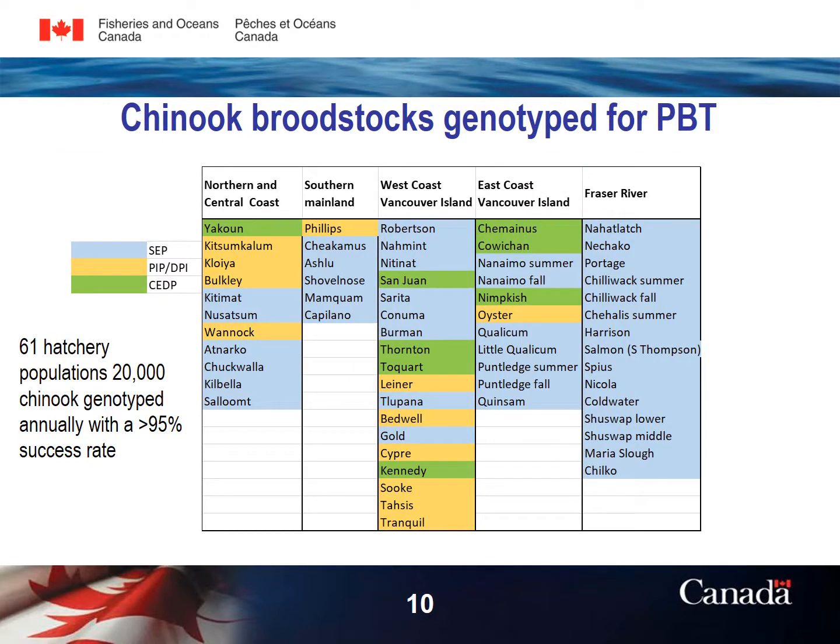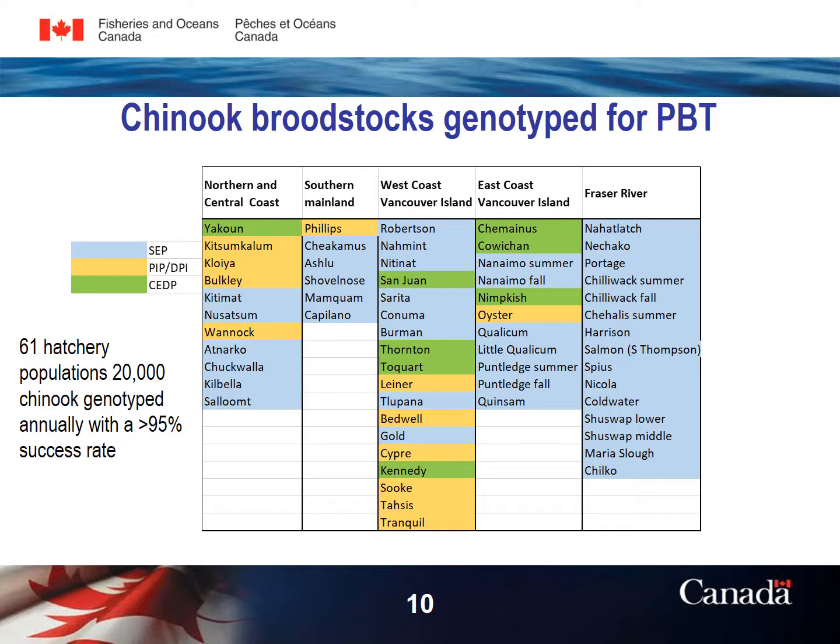There are currently 61 hatchery broods that we have ongoing genotyping for PBT. Most of these brood sample collections are from major set facilities, blue color, but also from public involvement projects, orange, and community economic development projects, green. Many of these collections were started in 2013-14. Others have come on later, so depending on the age of return, we're now tracking second and third generation Chinook broods for many of the hatcheries.